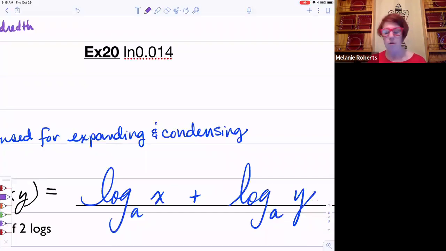For number 20, let's do the same thing. Just push your natural log button and then 0.014. And on this one, you should get negative 4.268697949. So if we're rounding to the nearest hundredth, this is going to become negative 4.27.